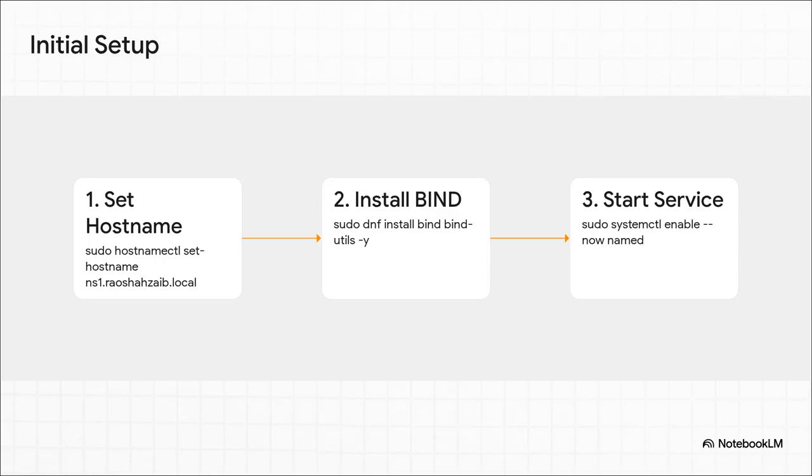Okay, pop open that terminal because we're starting with three key commands. First, we give our server a proper name, a fully qualified hostname. Next, we use the package manager to install the Bind software itself. And finally, we enable and start the service, which you'll notice is called named. That's named, to make sure it always starts up when the server boots.